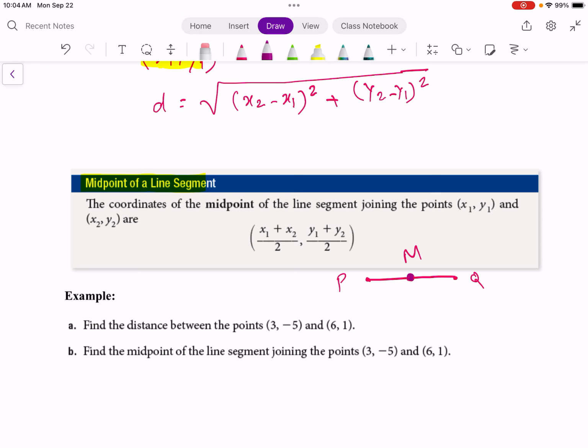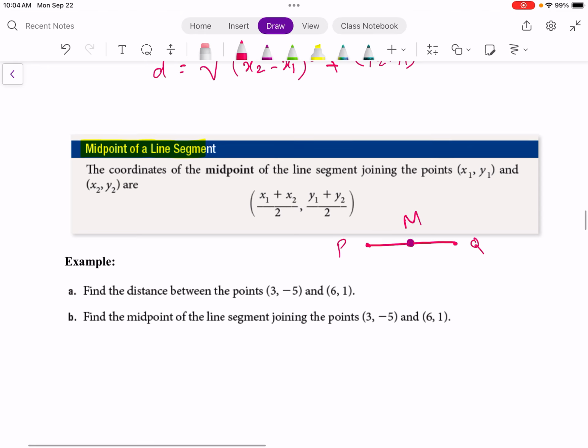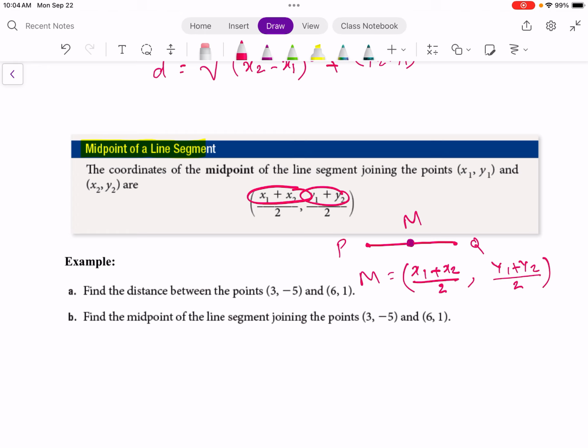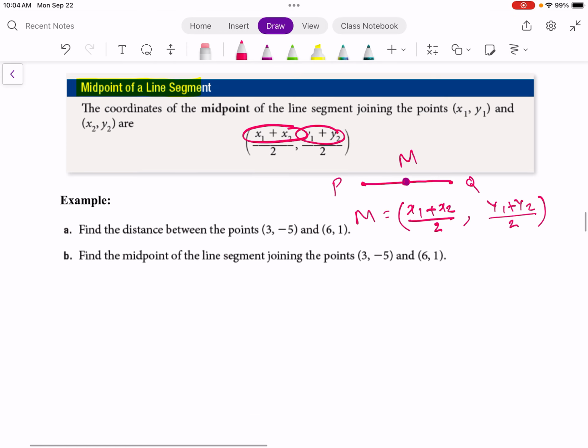So if you are asked to find the coordinate of the midpoint, then the coordinate of midpoint M is the average of the x coordinates, so you add the x coordinates and divide by 2, and the average of the y coordinates, y1 plus y2 divided by 2. So finding the midpoint means we are finding the point which divides a line segment into 2 equal parts. Now here we have an example.